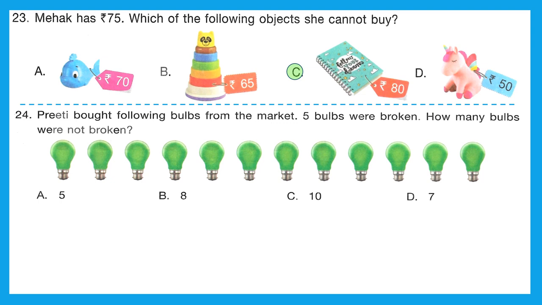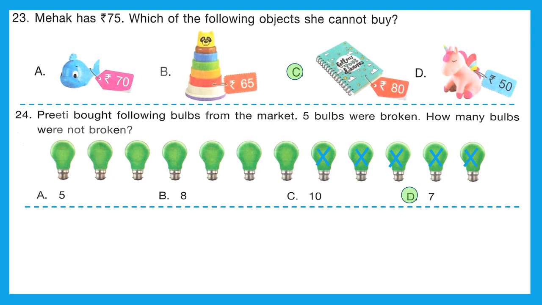Question 24. Preeti bought following bulbs from the market. 5 bulbs were broken. How many bulbs were not broken? So these are the total number of bulbs, and let's break 5 of them, because those were broken. We'll take away those 5 bulbs. I have taken away. So how many are left now? 1, 2, 3, 4, 5, 6, 7. So option D, 7 is the correct option. These many bulbs were not broken.